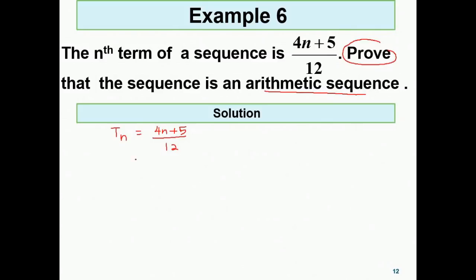So by using the common difference in general, it is Tn minus Tn minus 1. We need to prove that the d must be a constant. So, Tn is given as (4n plus 5) over 12. Therefore, Tn minus 1 is equal to (4 times (n minus 1) plus 5) over 12. So, place the value of n here with n minus 1 into the expression. Now, substitute Tn minus 1 into our formula.